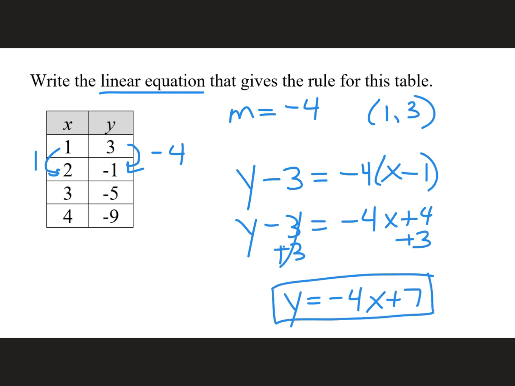Well, now you've learned how to graph point-slope form and how to use it to write equations from verbal descriptions and graphs and ordered pairs and tables. All right, go practice and have some fun.